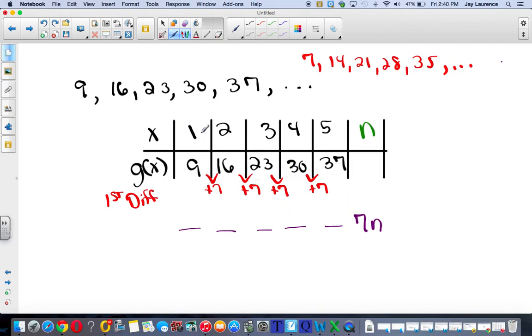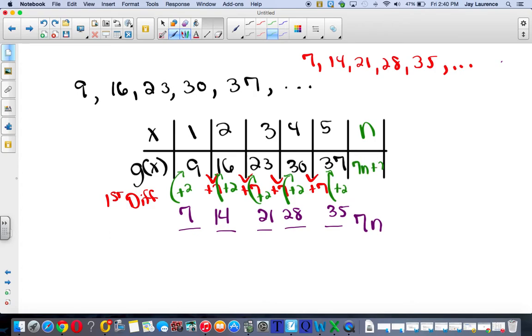I take 1 and put it in for n, so 7 times 1 is 7, 7 times 2 is 14, 21, 28, and 35. Now I compare. How do I turn 7 into 9? Well, I add 2. How do I turn 14 into 16? I add 2, add 2, add 2. They're all 2 shy of the black ones, all the purple ones. So I must take 7n and add 2.